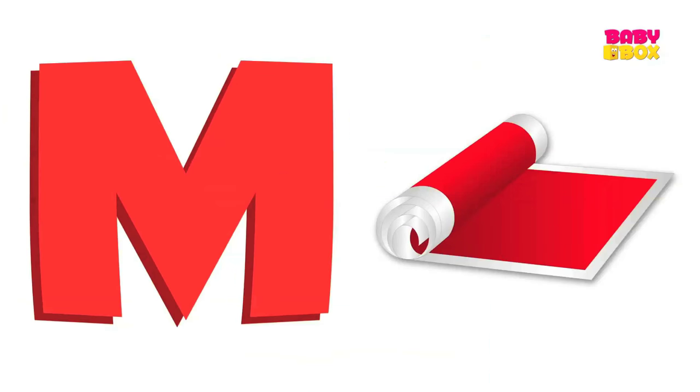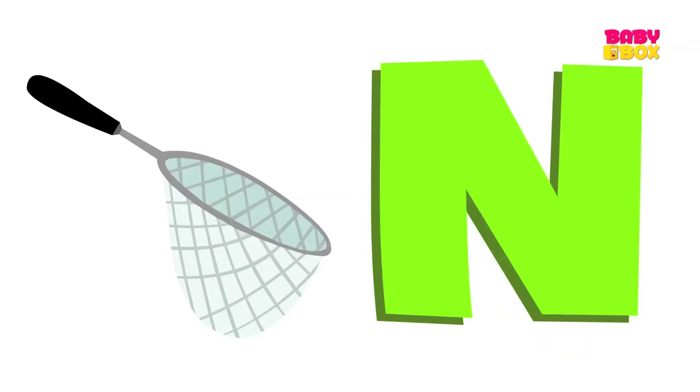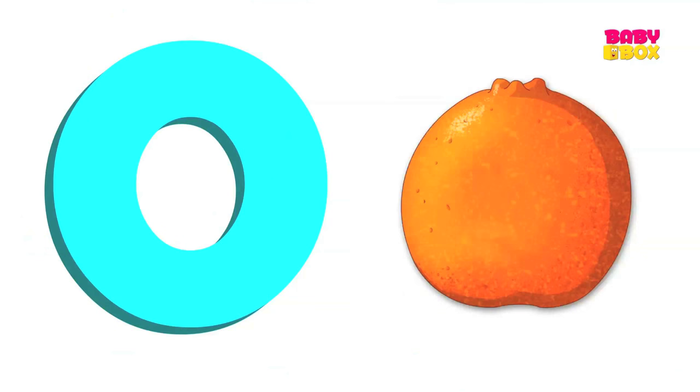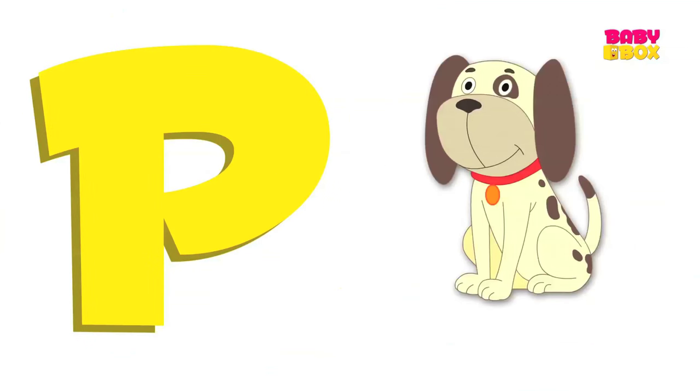M is for mat, m, m, mat. N is for net, n, n, net. O is for orange, o, o, orange. P is for pet, p, p, pet.